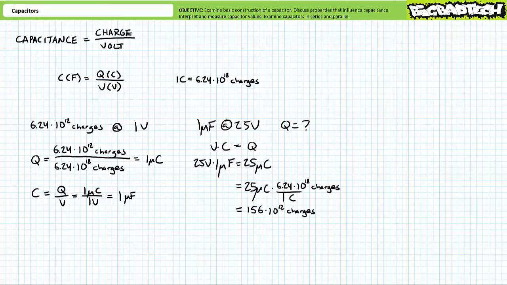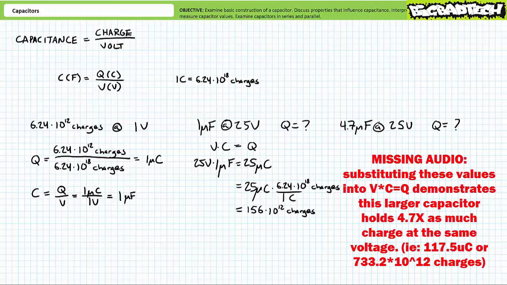It makes sense. Let's consider another implication of this second algebraic manipulation. This derivation also suggests that a capacitor with a large capacitance value will store more charge at a given voltage than does a capacitor with a smaller capacitance value at the same voltage. Consider a 4.7 microfarad capacitor, also at 25 volts.